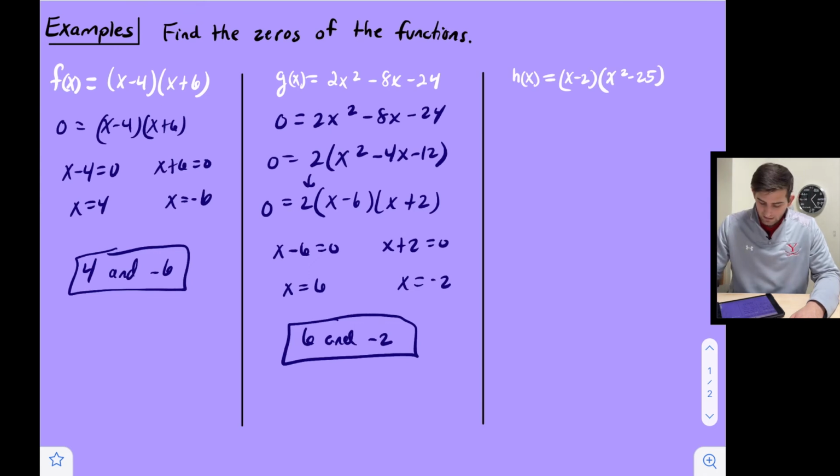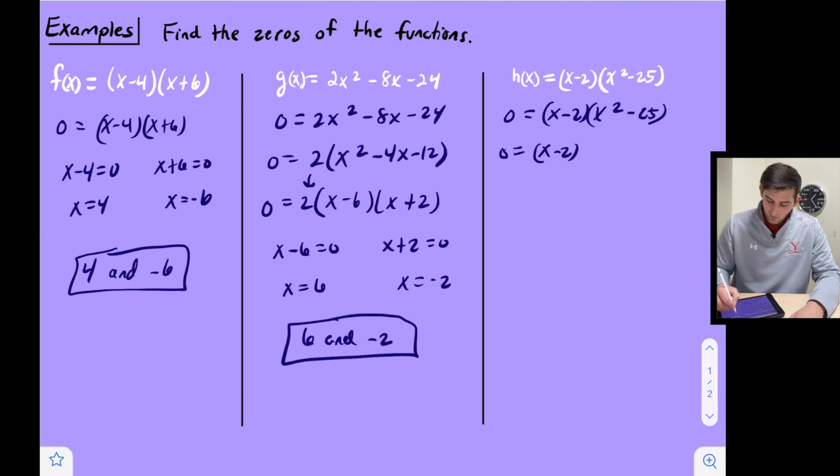All right, and for the last one, h of x equals x minus 2 times x squared minus 25. We're going to set this equal to 0, and our first factor, x minus 2, is completely factored, so it is going to stay the same. But now x squared minus 25 is actually the difference of two squares, because x is squared and 25 is a perfect square. We could write that as 5 squared. So that factors as x plus 5 times x minus 5.